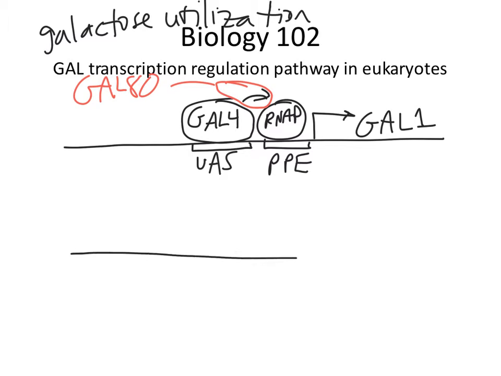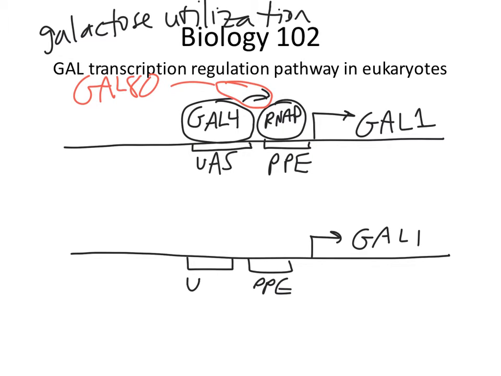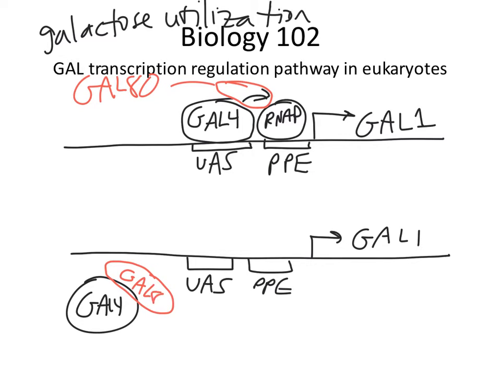In other words, redrawing that down here on the bottom, we've got a promoter proximal element. Nothing is bound to the UAS. We've got GAL4 floating around here. Normally, GAL80 is physically bound to GAL4. And while GAL80 is present, GAL4 can't interact physically with RNA polymerase.